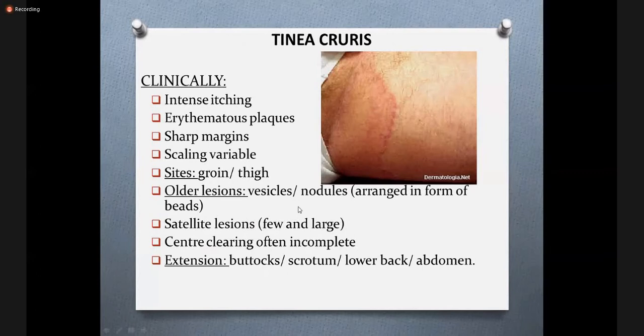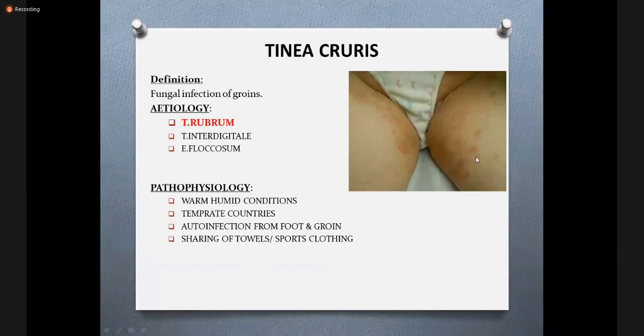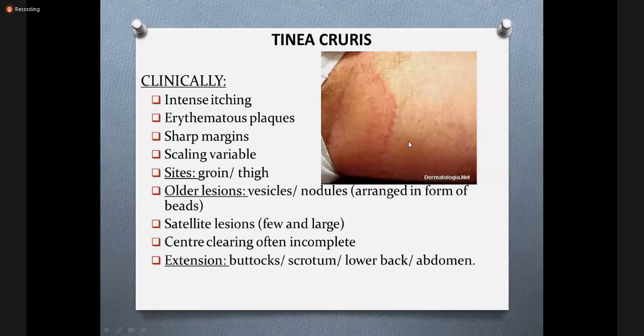Satellite lesions are few in tinea cruris. What are satellite lesions? Similar smaller lesions around the primary infection. In this picture there is no satellite lesion, but in this picture these are satellite lesions, smaller lesions of the primary infection, like this. Sometimes papulosquamous, sometimes a simple erythematous papule. These are the satellite lesions. They are few in tinea cruris, while in candidal intertrigo, which is also a common site for this, they are multiple. I will show you the picture of candidal infection, which has multiple satellite lesions. While in tinea cruris there are only a few satellite lesions, or sometimes none. Other features are the same, central clearing. Tinea cruris can extend to the buttocks, scrotum, lower back, or abdomen.